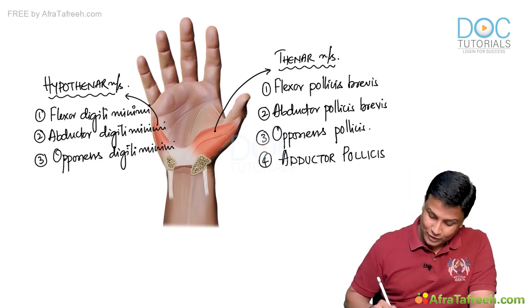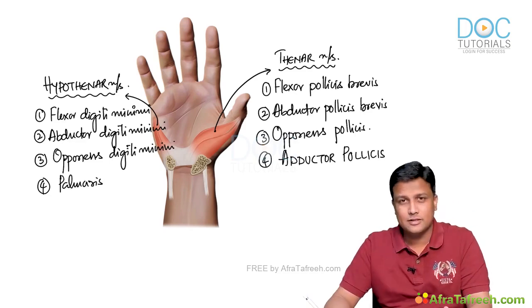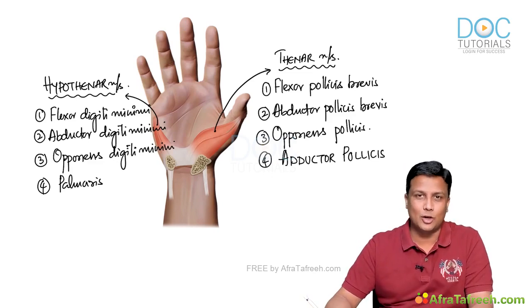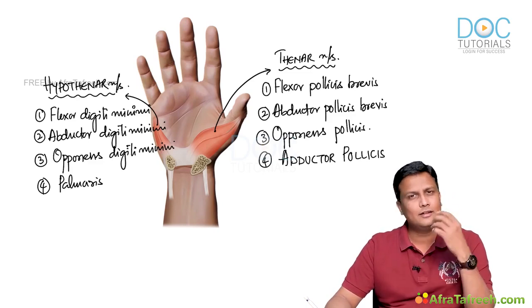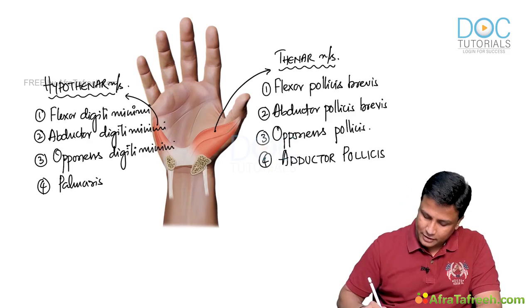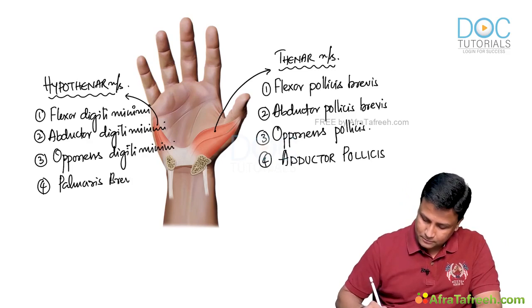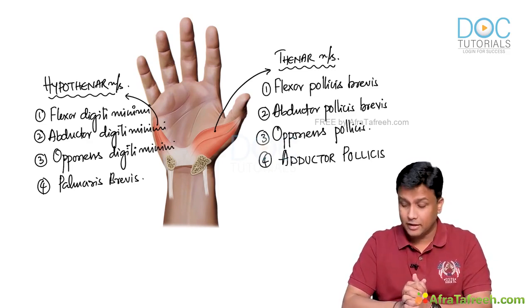Now there is a number 4th one. The 4th one is actually a different one, and that muscle will be palmaris. Will it be longus or brevis? It cannot be longus at all. We are learning the muscles of the hand, and these are intrinsic muscles of the hand. They will be shorter in length, they can't be longer ones. So it is palmaris brevis, guys. So I think the thenar and hypothenar muscles are made easy.